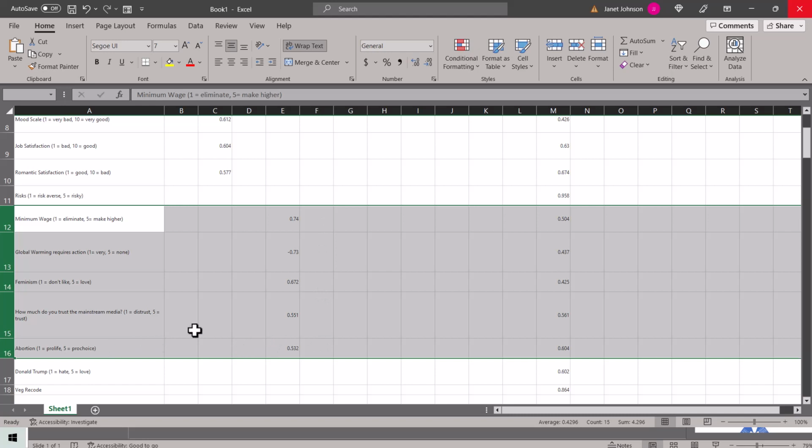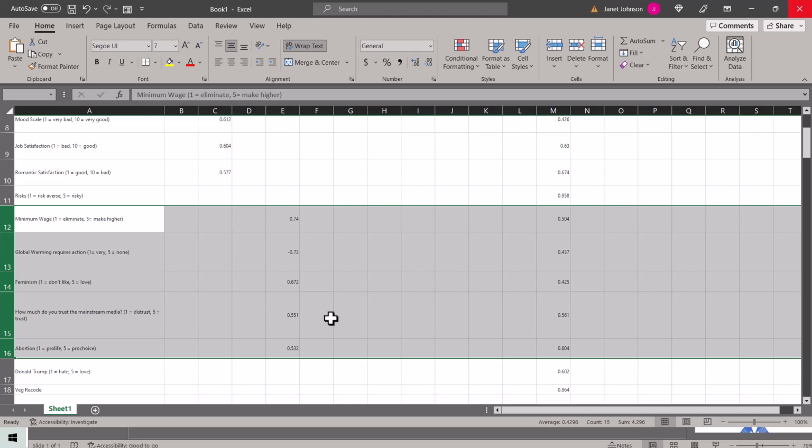Well, I guess that makes sense. And feminism, oppositely. Oh, because look, this was scaled oppositely. One is very and five is none. So that's why it came out negative. So these things all reflect a single underlying factor.